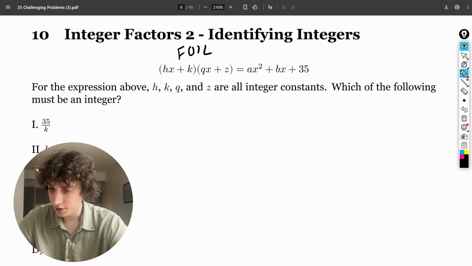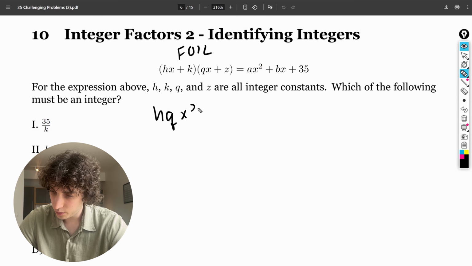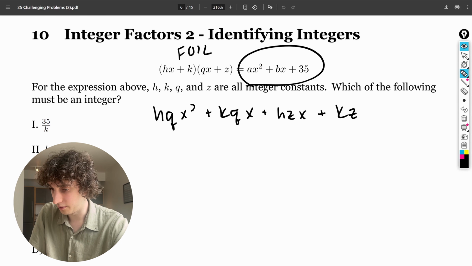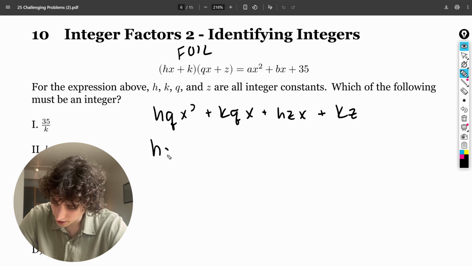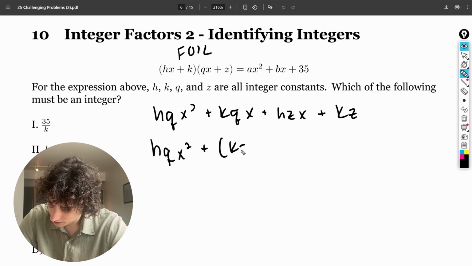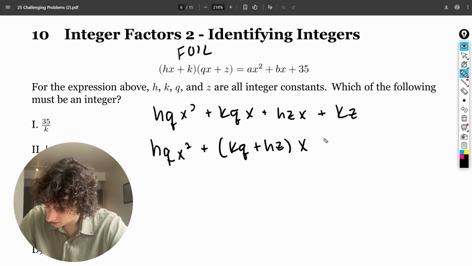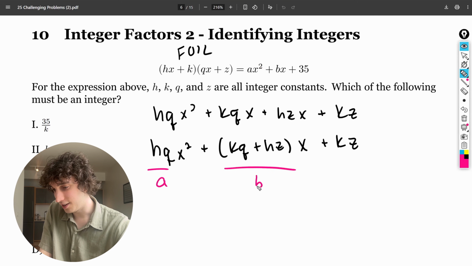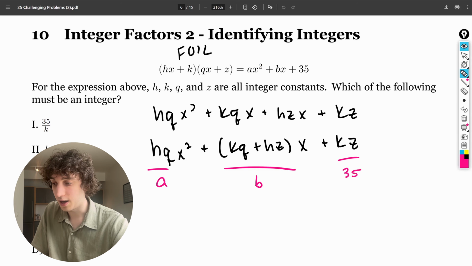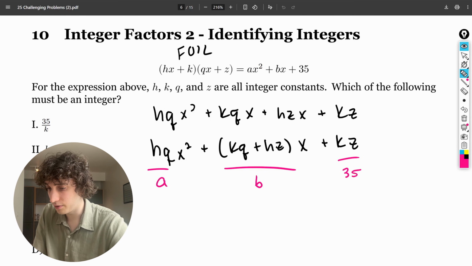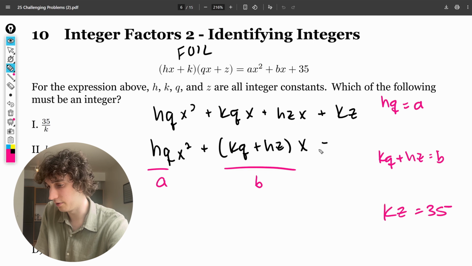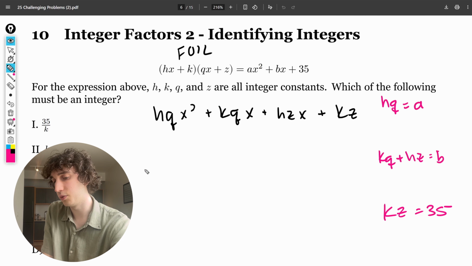So if we use FOIL to multiply everything out, we get hqx squared plus kqx plus kz equals all of this. And then if we combine like terms, we get hqx squared plus kq plus hz x plus kz, right? And now we can clearly identify that hq has to equal a, kq plus hz has to equal b, and kz has to equal 35. So for the sake of simplicity, I'm going to rewrite these three comparisons as their own equations, and we can work just from these three equations.